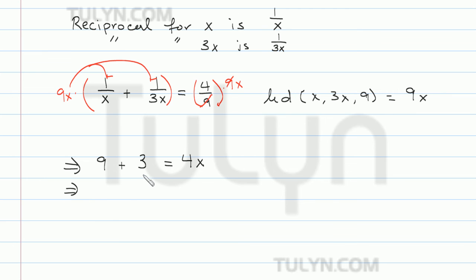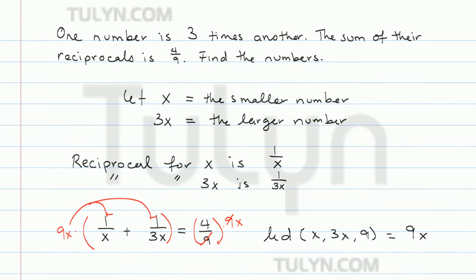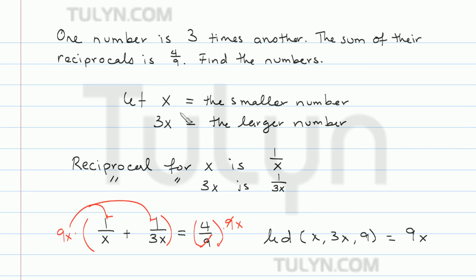So 9 plus 3 is 12. So we have 12 is equal to 4x, and then we want to solve for x. So we divide both sides of the equation by 4, and we get that x is equal to 12 over 4, which is 3.